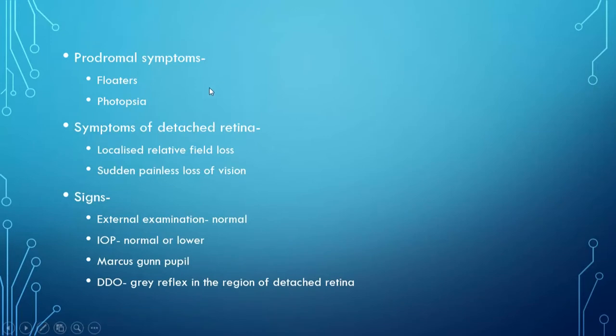So what are the symptoms that these patients complain of? One is floaters. Floaters occur if there is associated vitreous hemorrhage or vitreous condensation; they appear as floating spots, hence they are called floaters. And photopsia is nothing but the flashes of light that the patients will complain of. It is because of the vitreous movement within the retina.